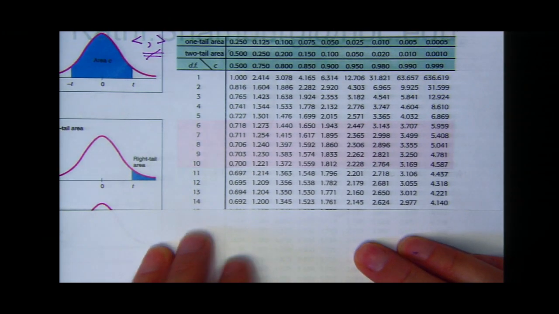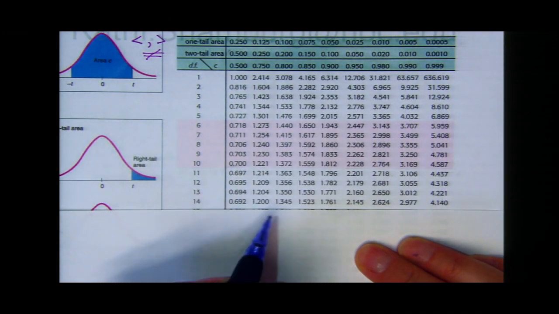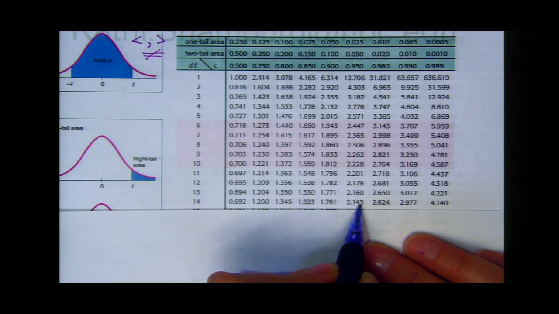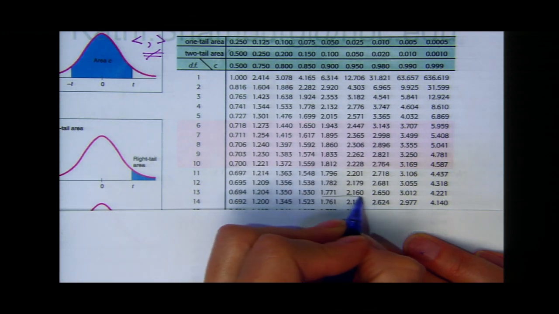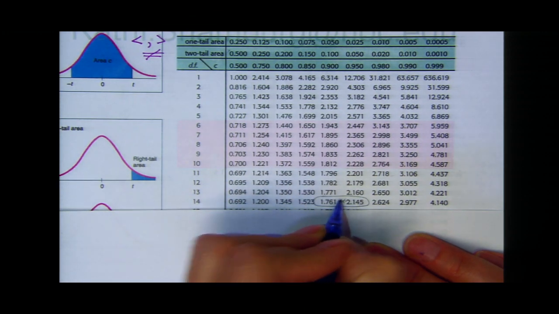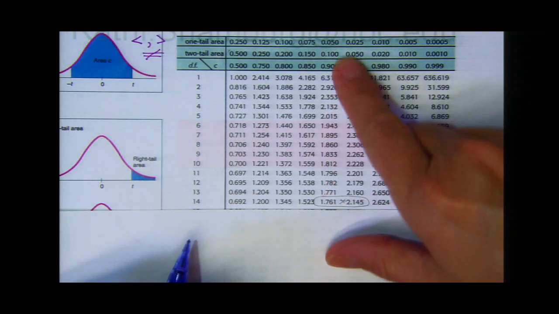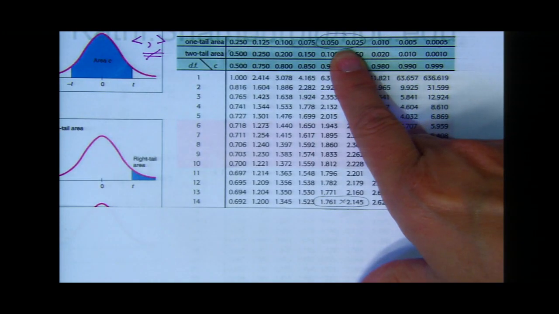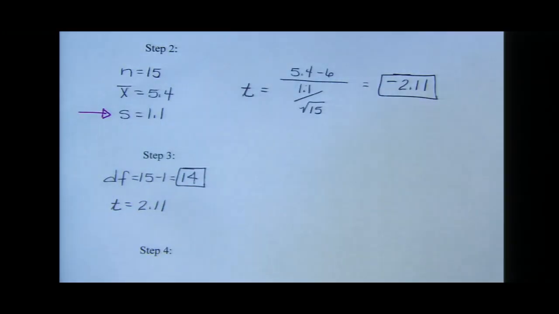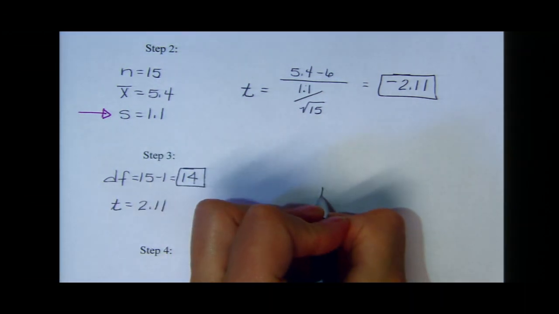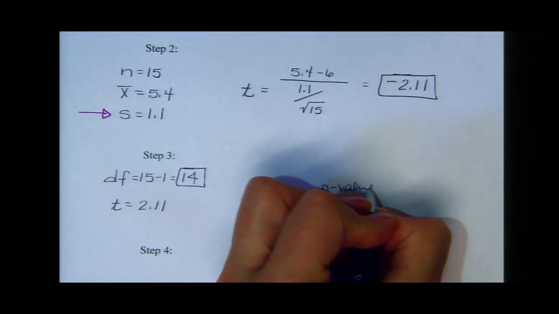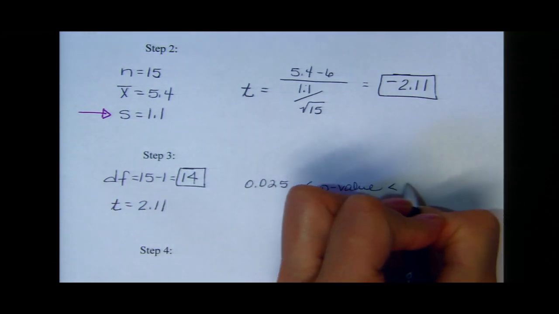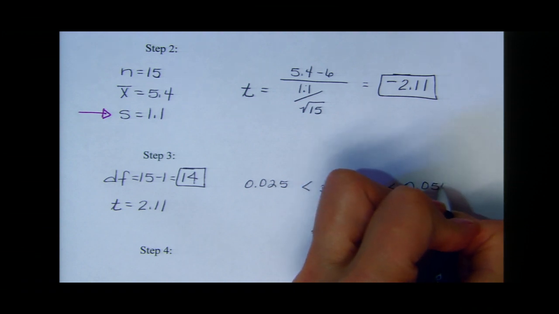And I'm looking for 2.11. So here's 2.14, so it's between these two numbers, and this is a one-tail area. So I come up here to the top, and I'm going to use these two numbers, 0.05 and 0.025. So my p-value is between 0.025 and 0.05.